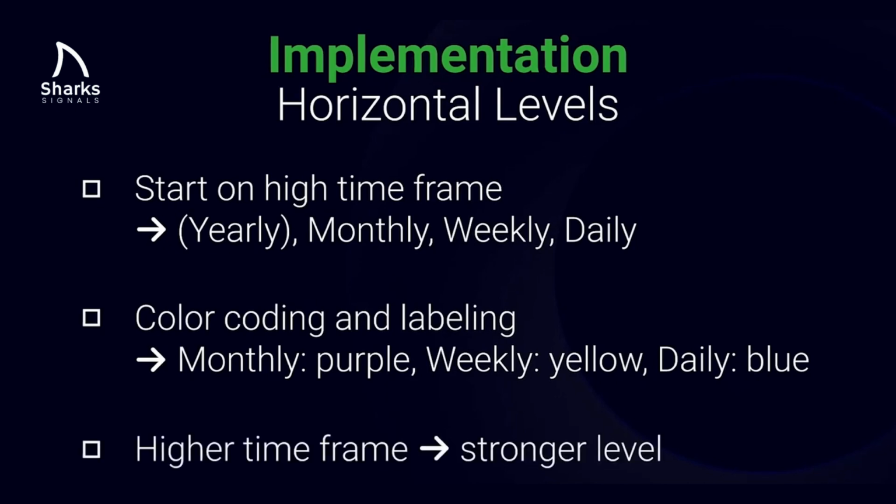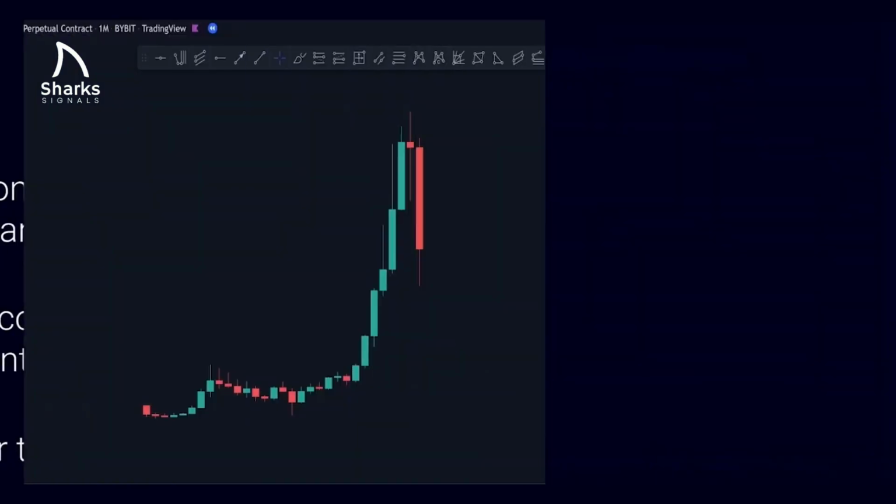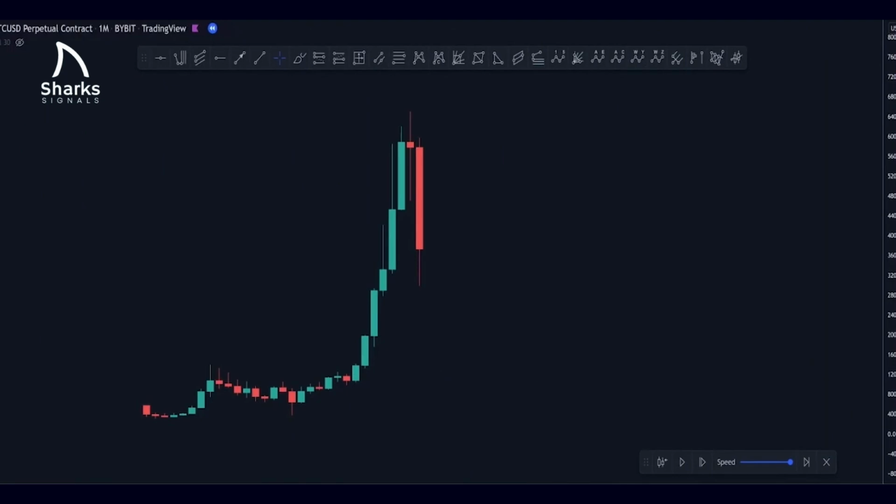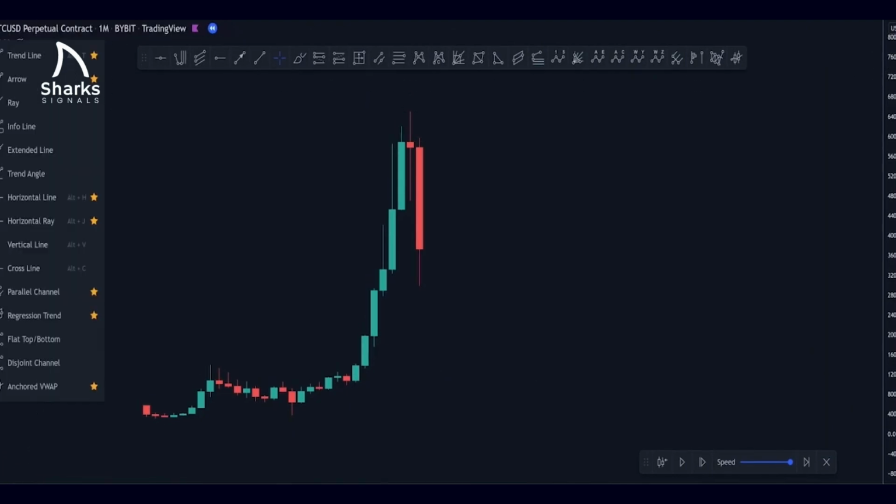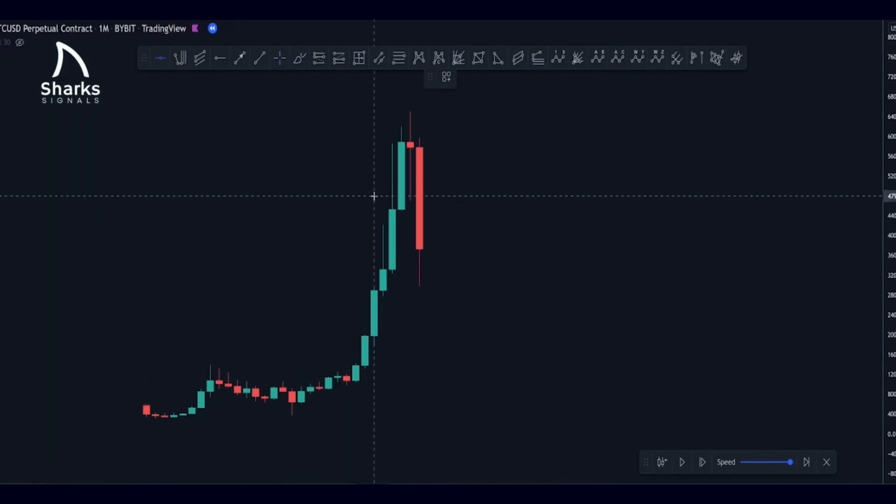The higher the time frame, the stronger the level. Now let's have a look at a practical example. To mark your horizontal levels, simply select the horizontal line or horizontal ray tool from the drop-down menu in TradingView. Then, search for a momentum change from green to red or from red to green. You will use the candle closes and opens to mark your levels, not the wicks.